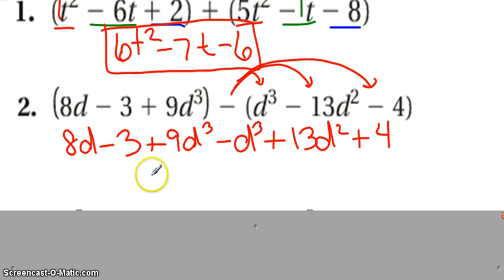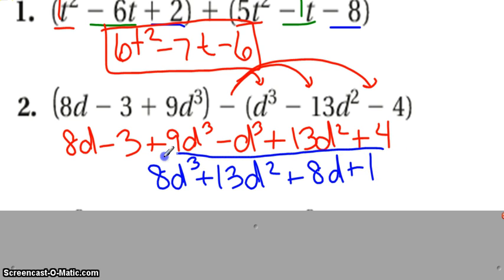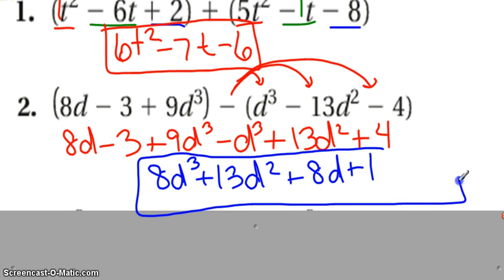Okay, you should have had 8d cubed plus 13d squared plus 8d plus 1. Okay? Whoa. All right. So that was adding, subtracting. Now let's go to multiplication.